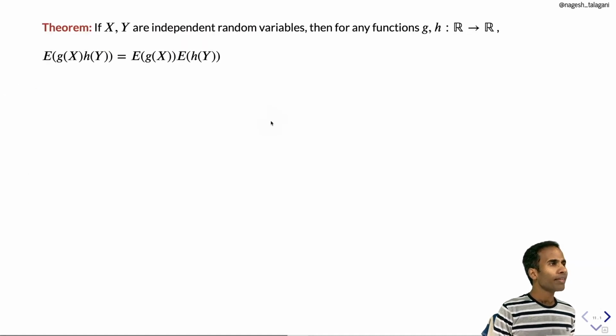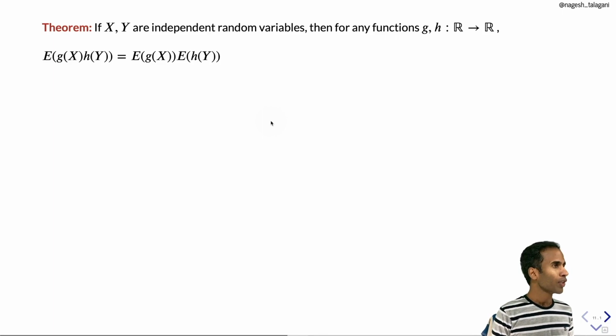Next, theorem. If x and y are independent random variables, then for any functions g and h from R to R, the expectation of g of x times h of y equals the expectation of g of x times the expectation of h of y. Of course, this is true when all expectations in the expression exist. Okay, let me prove it in the continuous bivariate case. Similarly, you can prove it for the discrete bivariate case.